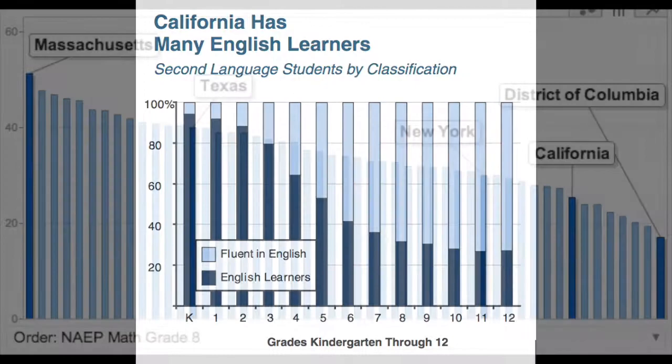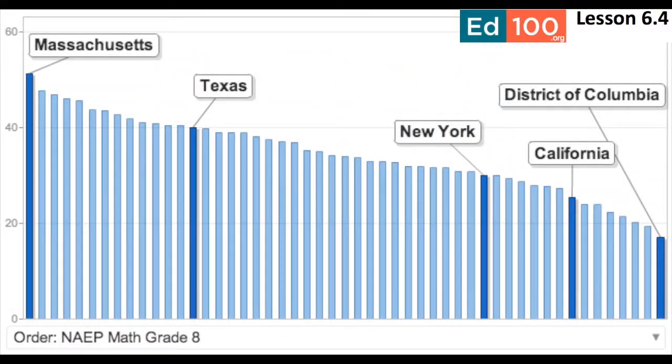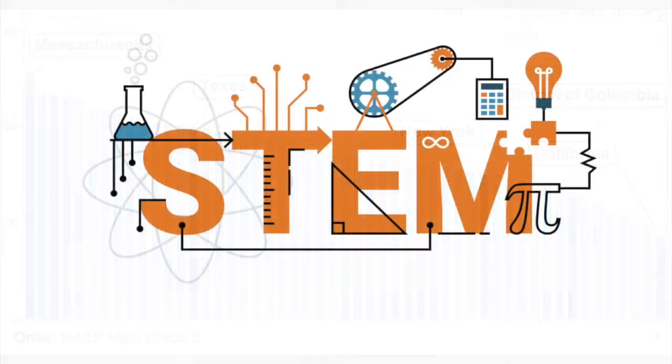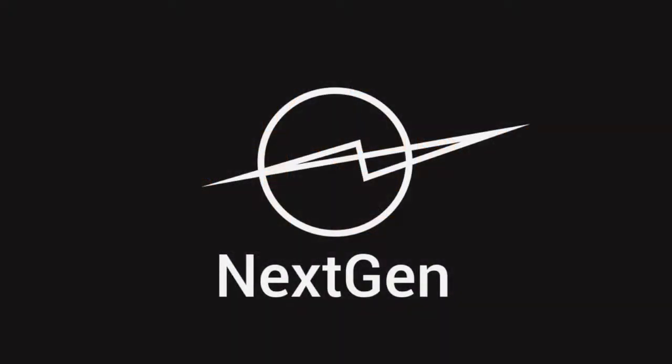Although California is a high-tech state, it has lagged in educating students in science, technology, engineering, and math, collectively known as STEM. There's an opportunity for change as districts roll out a long-awaited new set of state standards called Next Gen Science.